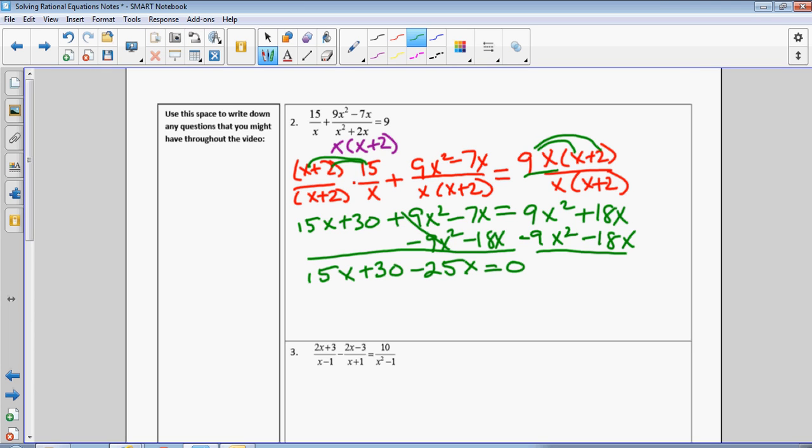So I'm going to combine my like terms. 15x and negative 25x makes negative 10x plus 30 equals 0. Subtract the 30. Negative 10x equals negative 30. Divide by negative 10, and I get x equals 3.